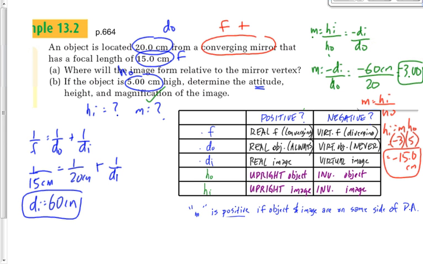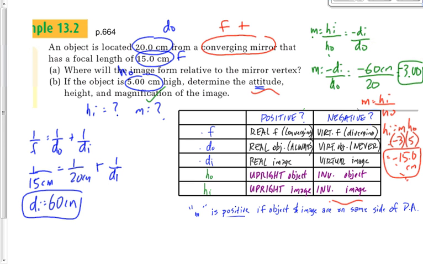The only thing I haven't found here is the attitude, right side up or upside down. Who can tell me right now whether this is right side up or upside down? Yep. Why do you say that? Good. Image height is negative. Okay, negative 15. That means it's upside down. Right? We know this, just refer back to our table. Easy, right? HI negative, HI negative. Oh, inverted image. Got it?